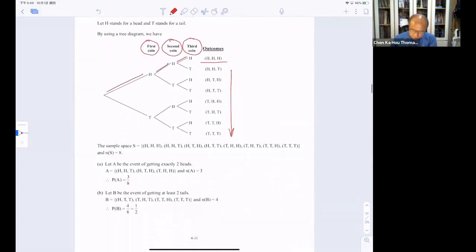What is the probability of the event getting exactly 2 heads? You find there are 3 events, so it is 3/8. Next one, at least 2 tails, that is 2 or above. So there are 1, 2, 3, 4 events. Therefore the value is 4/8, which is 1/2. All right, student.